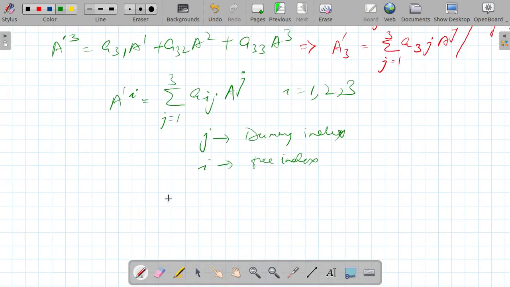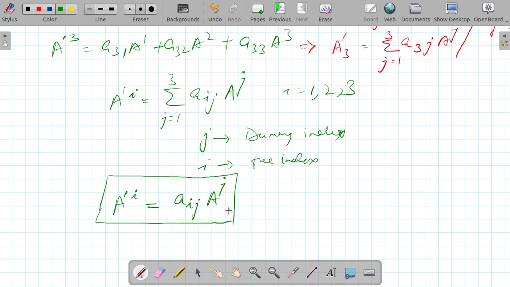And what Einstein did, he simply removed the summation to make the mathematical notation simpler. And Einstein expressed this in this form, right? He simply removed the summation. And this notation, suggested by Einstein, who was the first person, is known as Einstein's summation convention.